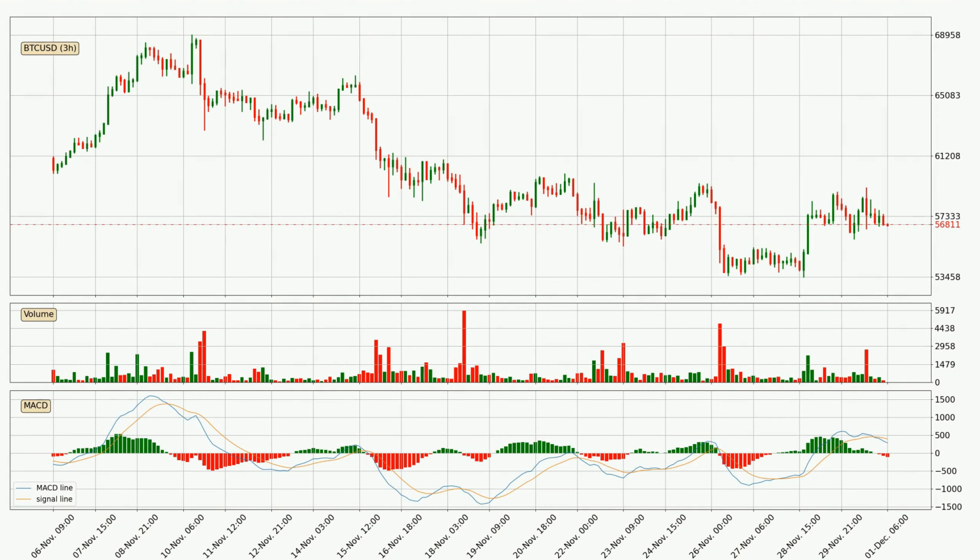Looking at the 3-hourly MACD, the MACD line is below the signal line, which shows that the current trend is on the downside. The MACD histogram shows that the momentum is currently strong and it could be expected the price to go further to the downside.